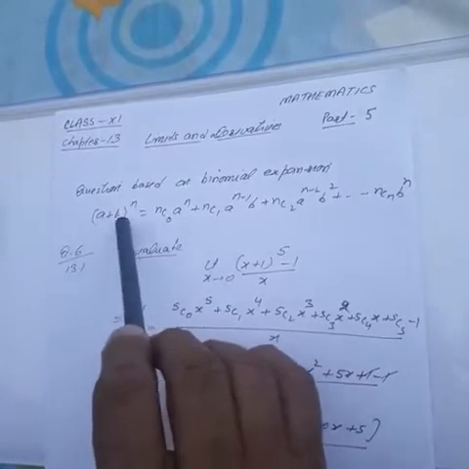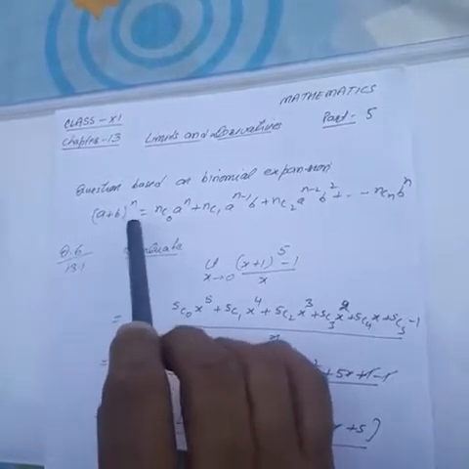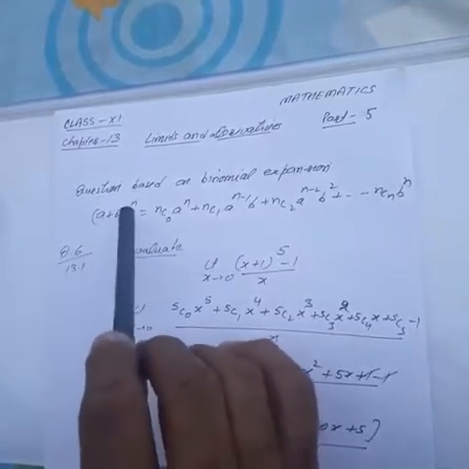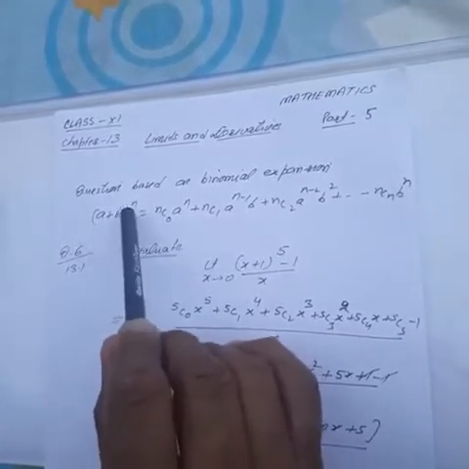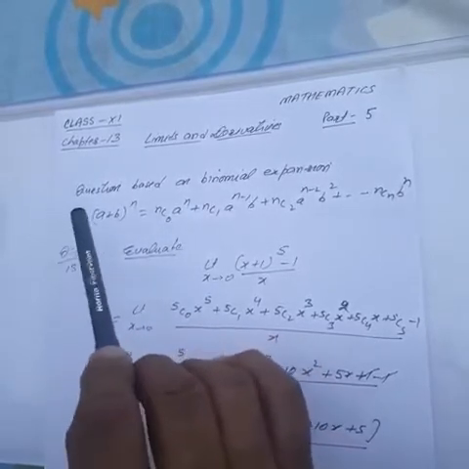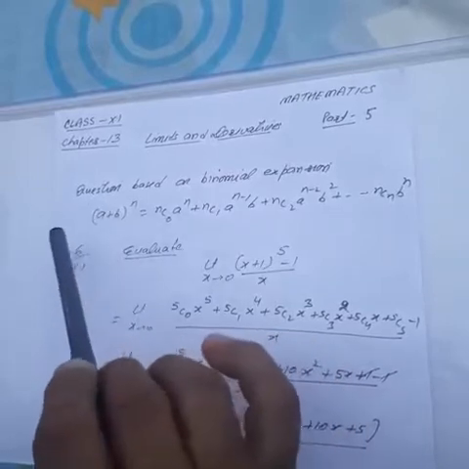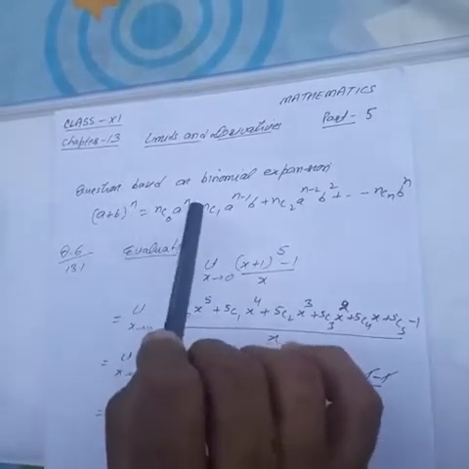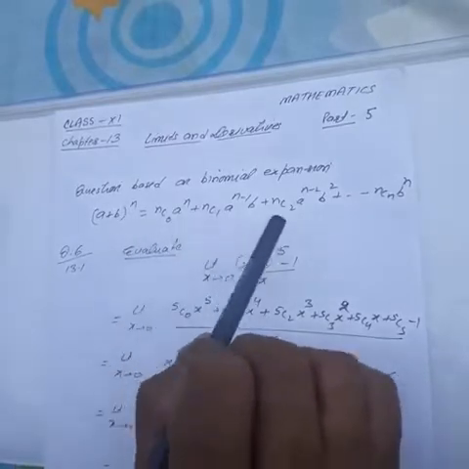If you have (a plus b) raised to the power n, and the value of n is either 4 or more than 4, because for n equal to 2 and n equal to 3 we have formulas and identities we have done, so you can expand them using those. That's why I'm saying n is either 4 or greater than 4. In that case you need this formula.